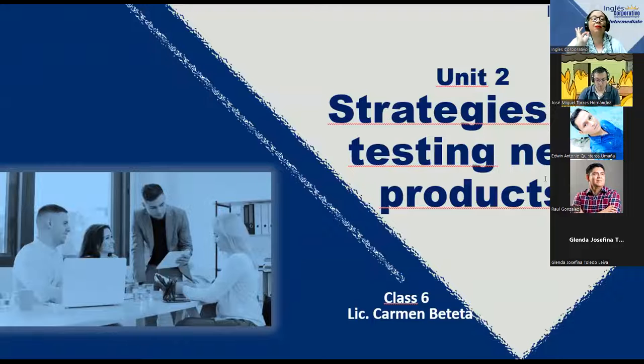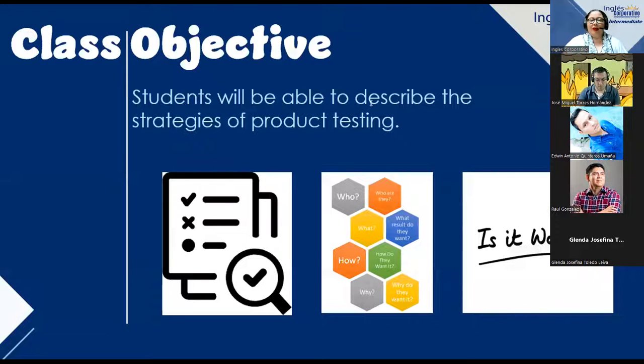So this means vocabulary. And the objective is that one, precisely. We want to be able to describe the strategies of product testing. It's not only one strategy. There are a lot of strategies, and you can make up another one depending on your product, depending on the service that you offer. But the main goal or the main purpose of product testing is if it is working, right? Is it working?